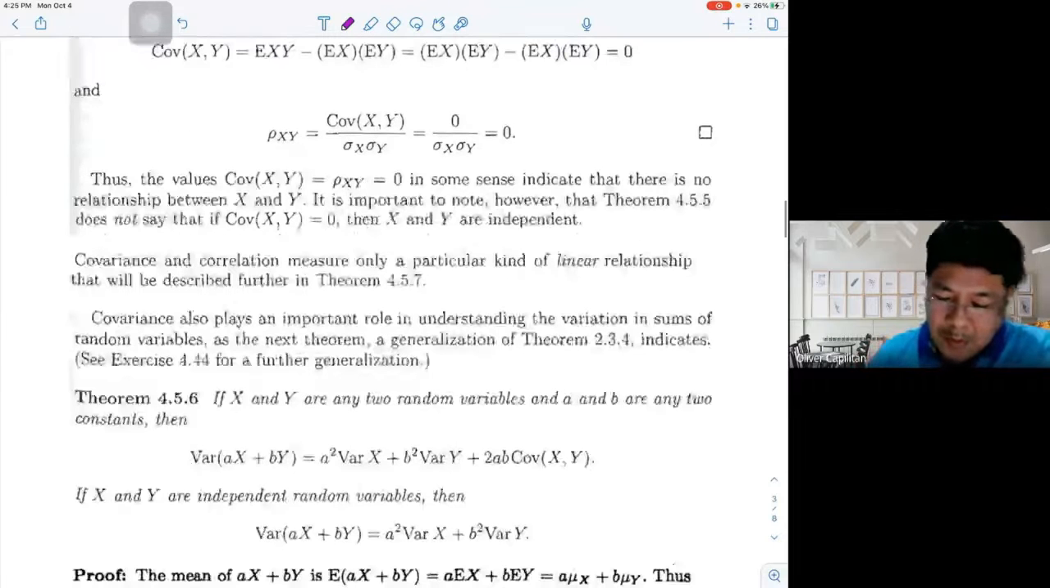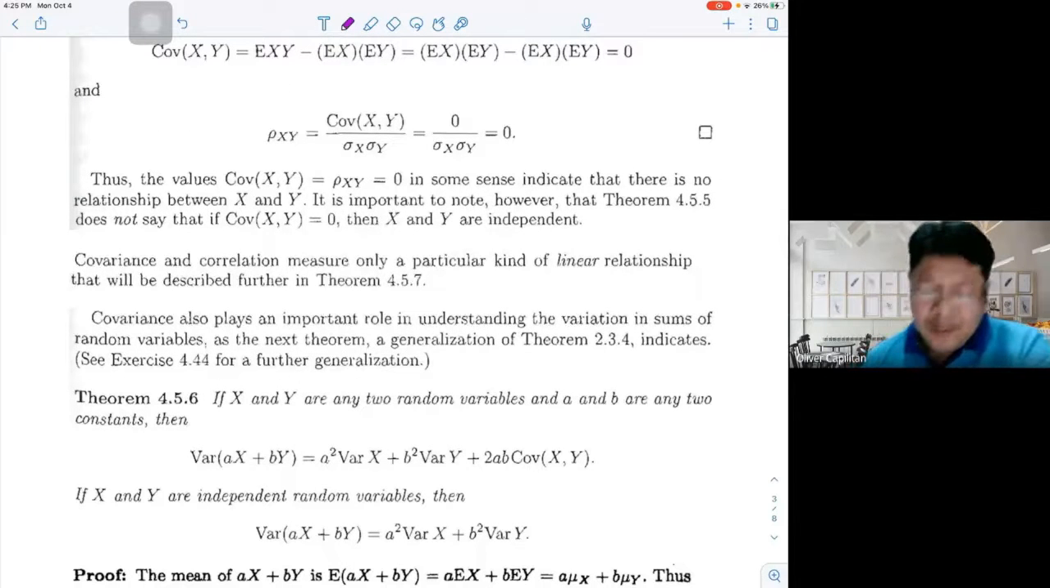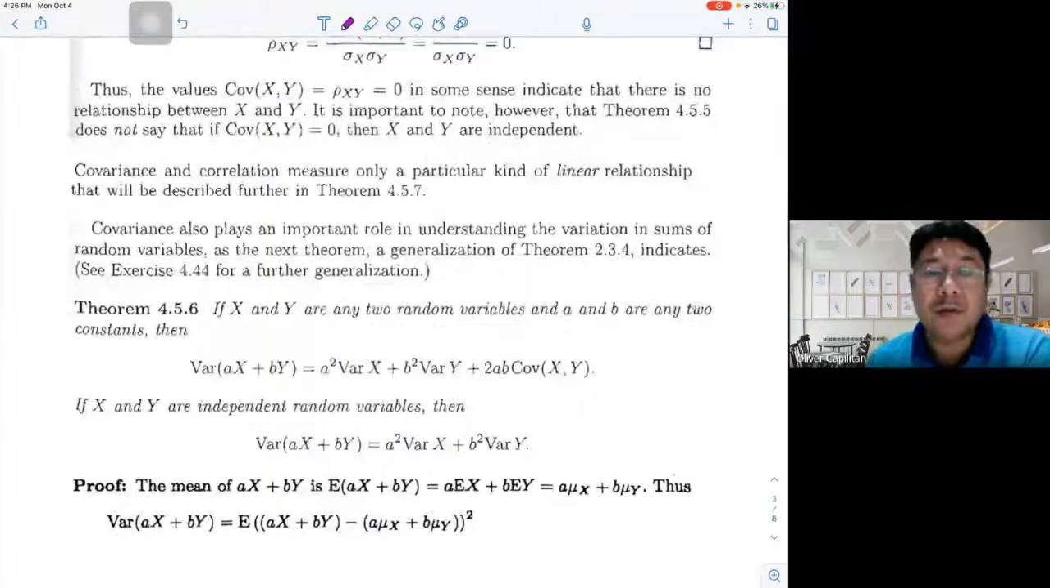When we say the covariance equals the correlation coefficient equals 0, in a sense, it indicates that there's no relationship between x and y. Theorem 4.5.5 does not say that if the covariance of x and y is 0, then x and y are independent. So the converse is not necessarily true. The covariance and correlation measure only a particular kind of linear relationship, and that will be discussed further in theorem 4.5.7.